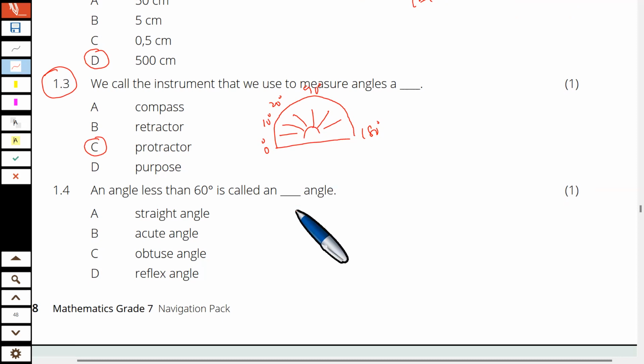1.4. An angle less than 60 degrees is called a what angle? There are those angles that are less than 60 degrees. What do you call an angle that is less than 60 degrees? It's called a straight line angle, an acute angle, an obtuse angle, a reflex angle. What do you think? An acute angle. It's called an acute angle. So now, obviously, an acute angle is an angle like this. So it's actually less than 60 degrees, and therefore it's called an acute angle.